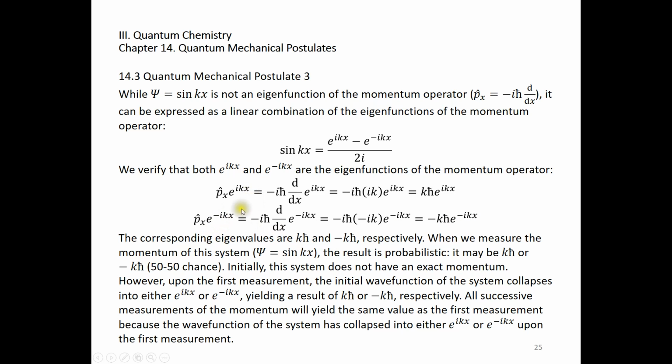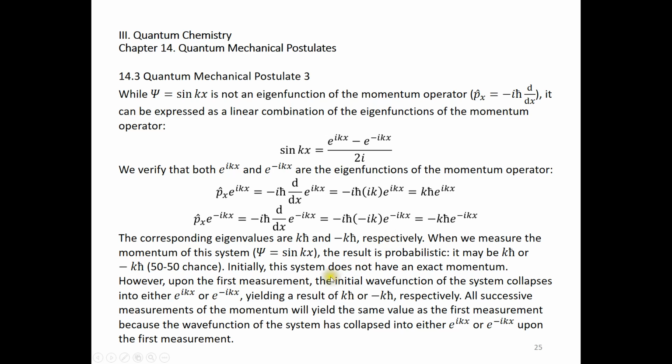So if we apply the momentum operator to this sine kx, and sine kx by itself is not an eigenfunction, it's a combination of the eigenfunctions, then what are we going to see when we measure the momentum of the system? The result is probabilistic. The result can be kh bar or negative kh bar with a 50-50 chance. It's possible you get kh bar, it's possible you get negative kh bar, each with 50% chance.